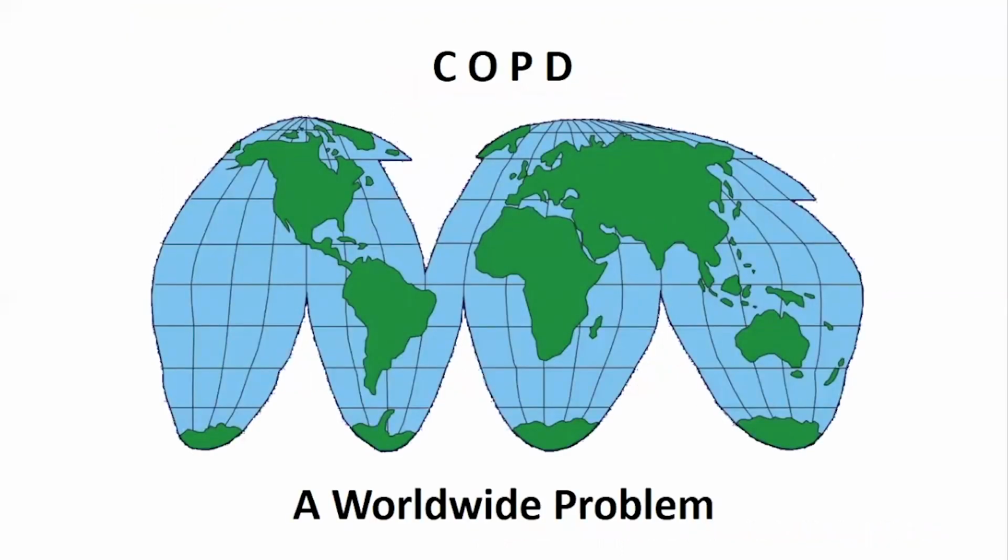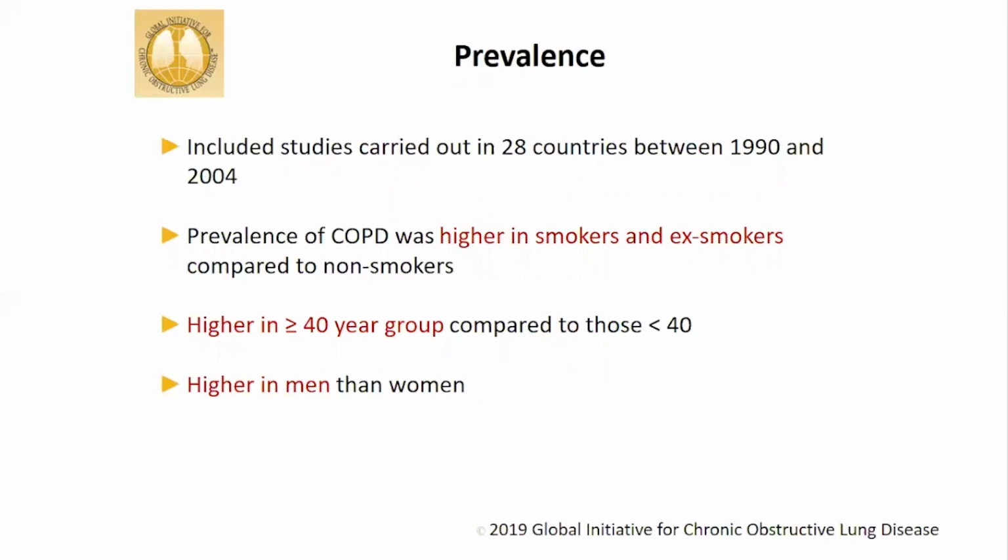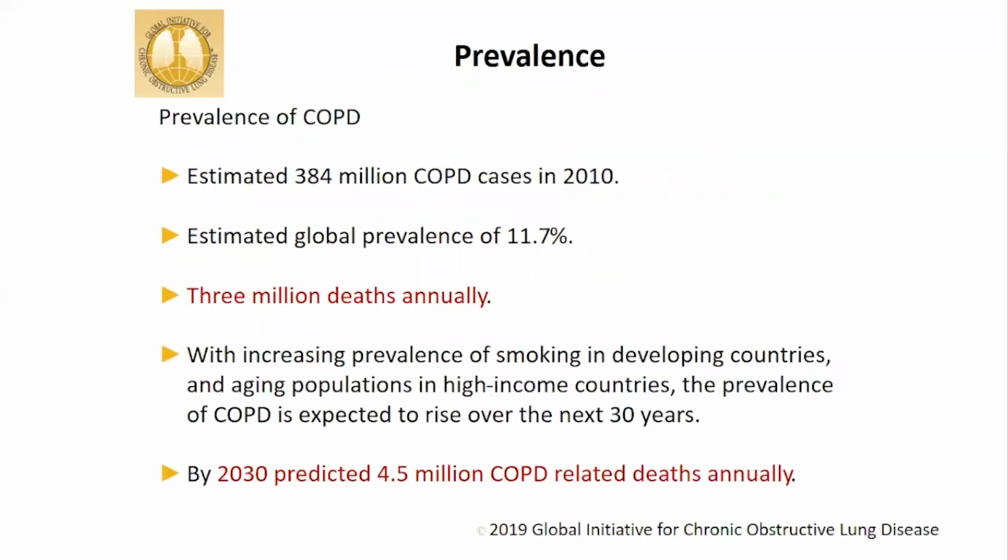COPD is a very important disease. It is actually a worldwide problem, as I will show to you in the succeeding slides. In terms of prevalence, COPD is higher in smokers and ex-smokers when compared to those who never smoked. It is higher in prevalence rate in patients who are 40 years and above, and it is higher in men than in women. As early as 2010, it is estimated that there are around 384 million cases of COPD, with an estimated global prevalence of about 11%. Now, look at this statement: 3 million deaths annually.